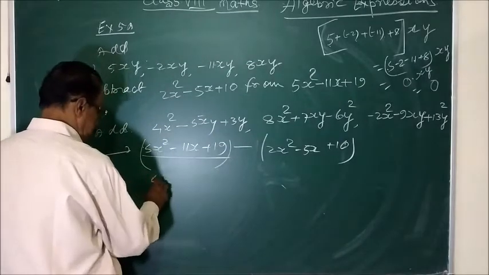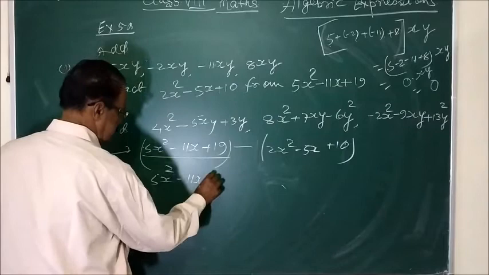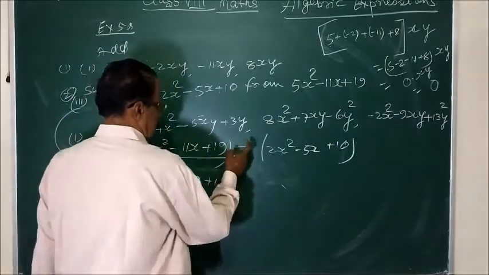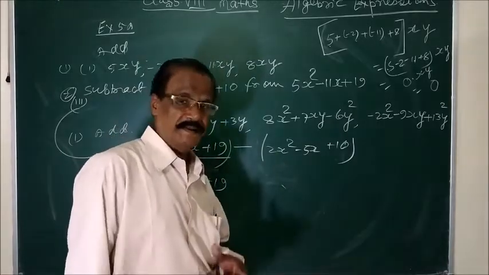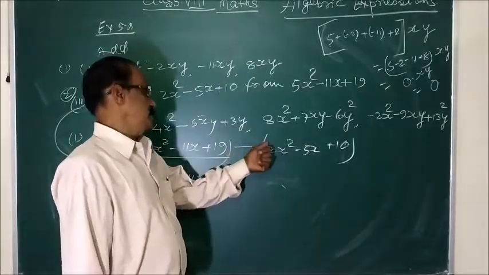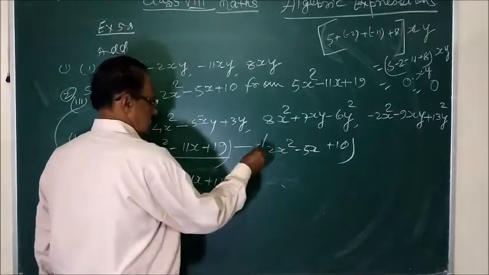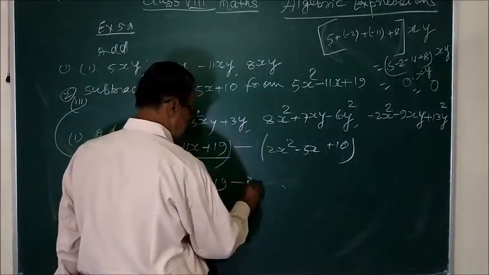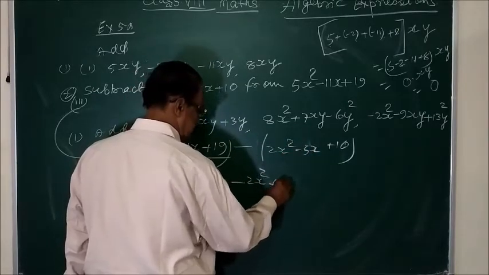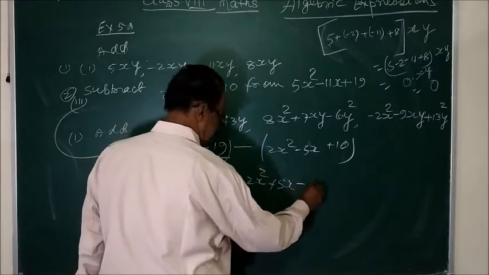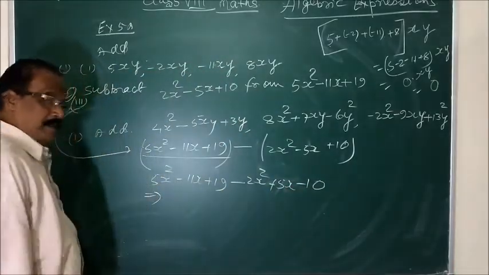Now you write it: 5x square minus 11x plus 19. Now you see, here is minus, and this is the rule to remove the bracket. If there is a minus sign before it, all the signs will be changed. So this plus 2x square will be minus 2x square, minus 5x will be plus 5x, and plus 10 will be minus 10. So we have removed the bracket.